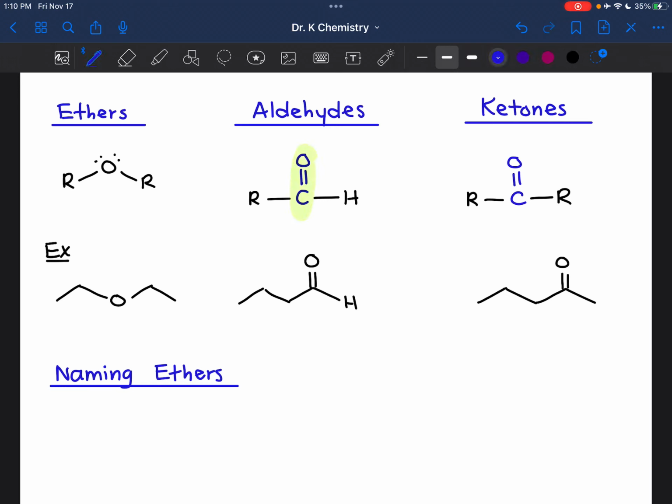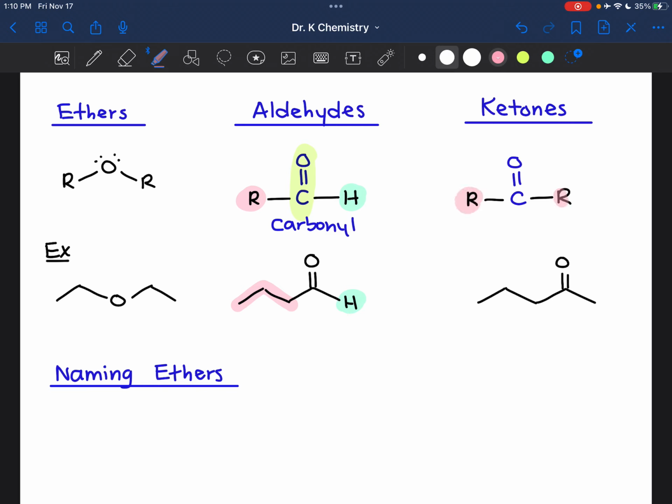Aldehydes and ketones both contain what we call a carbonyl group. This carbon that is attached to an oxygen via a double bond is a carbonyl. And on either side of that carbonyl, we can vary the substituents. On the left side here, we have an R group that'll be some kind of hydrocarbon chain. And in the example in the bottom, it's 3 carbons long, but that could vary. And on the right-hand side, there is a hydrogen. If you see that kind of format, that's an aldehyde.